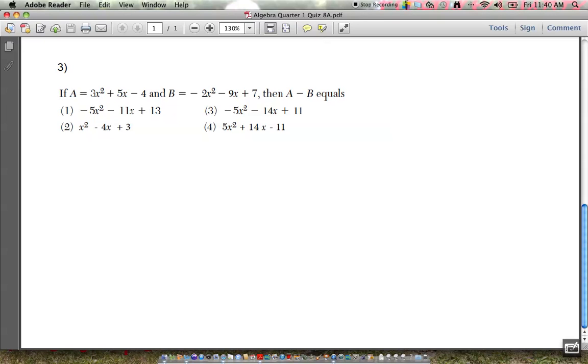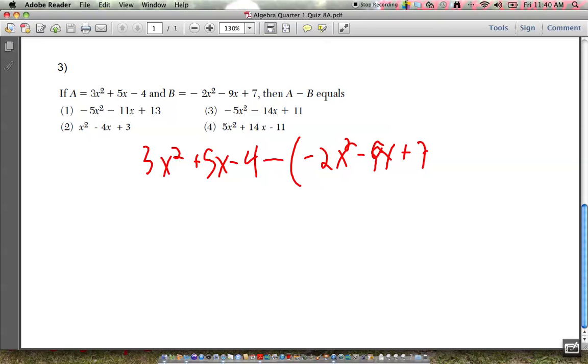This was the one question on the test that I felt like saying to certain people, what are you thinking? Look, it says A minus B. So in other words, it's 3x squared plus 5x minus 4 minus negative 2x squared minus 9x plus 7. What do you do when you see the minus in front of the package again? Change everything. Look, you have to understand, B is this whole thing. So you're subtracting the whole thing.